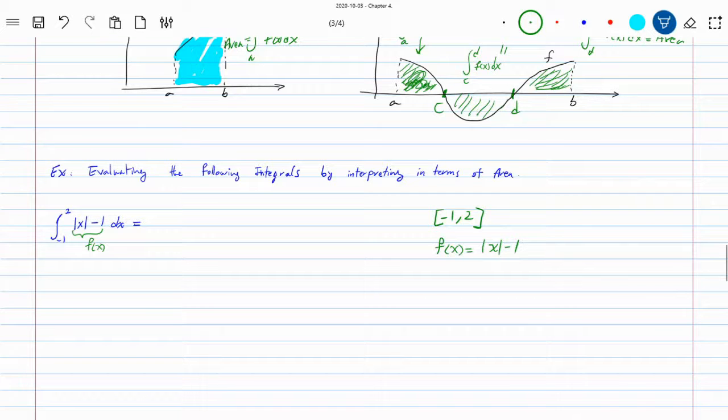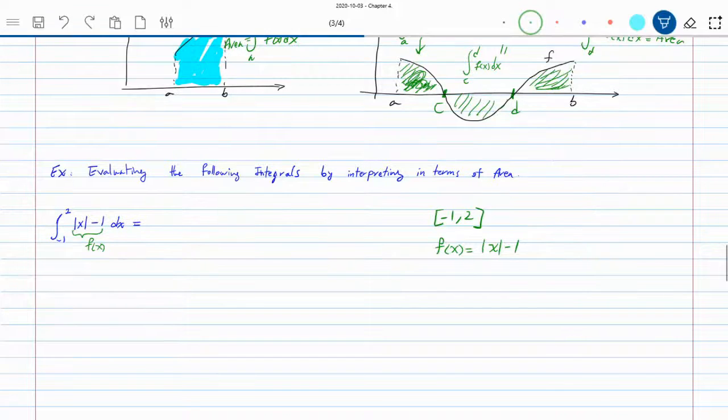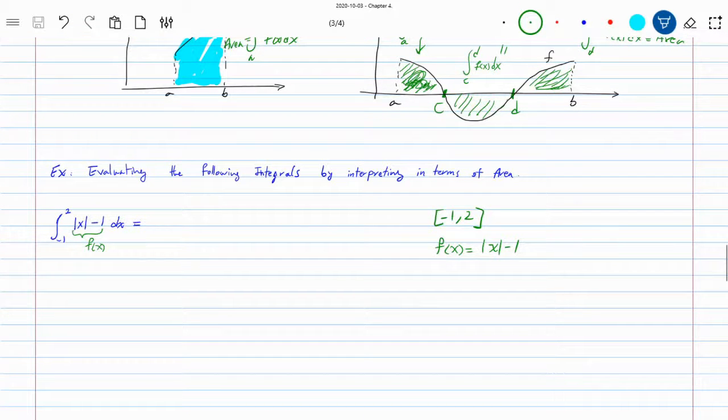So what we want to find is the area under the curve f of x, the absolute value of x minus 1, over the interval -1 to 2. So if I draw the absolute value of x minus 1, let me draw this.